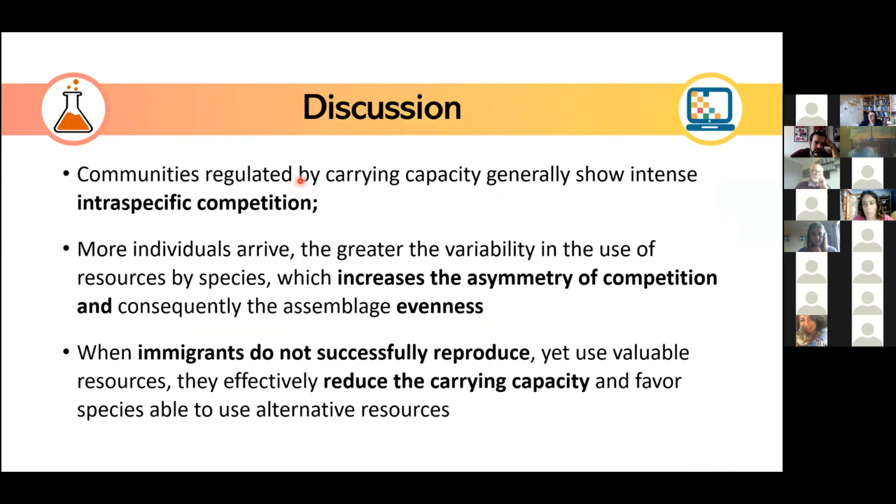We know that communities regulated by carrying capacity generally show intensive interspecific competition. The more individuals arrive, the greater the variability in the use of resources by species, which increases the symmetry of competition and consequently the assemblage evenness. So when immigrants do not successfully reproduce, yet use valuable resources, they effectively reduce the carrying capacity and favor species able to use alternative resources.